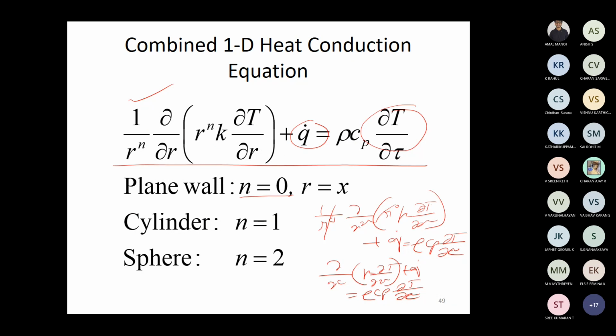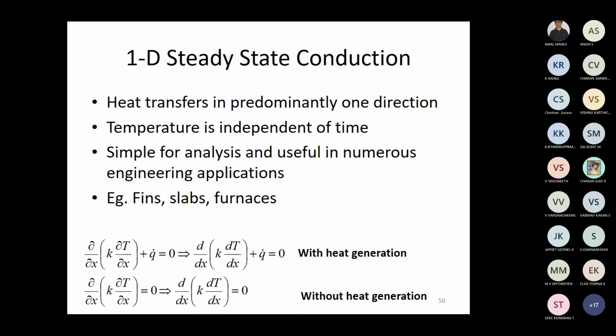So you can derive the equation in cylindrical and spherical coordinates using this simple equation and making these simple substitutions. Very rarely we will go for the three-dimensional equation. Now we will move on to one-dimensional steady-state conduction. That means the dou t by dou tau term, as of now, we will not consider. We will consider that in the next module. So in this module, we'll deal only with one-dimensional steady-state conduction.